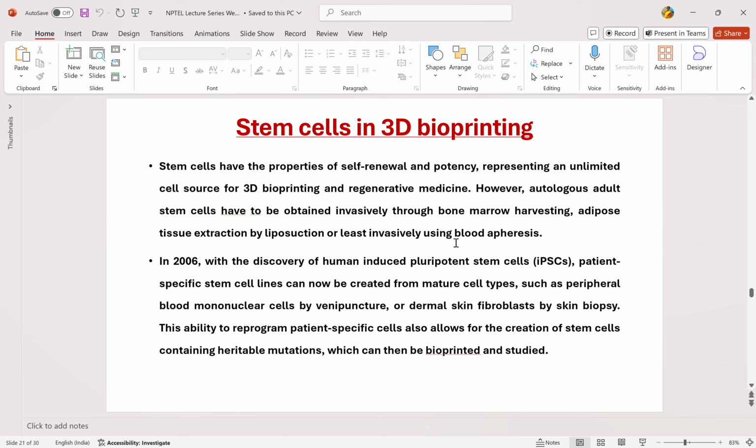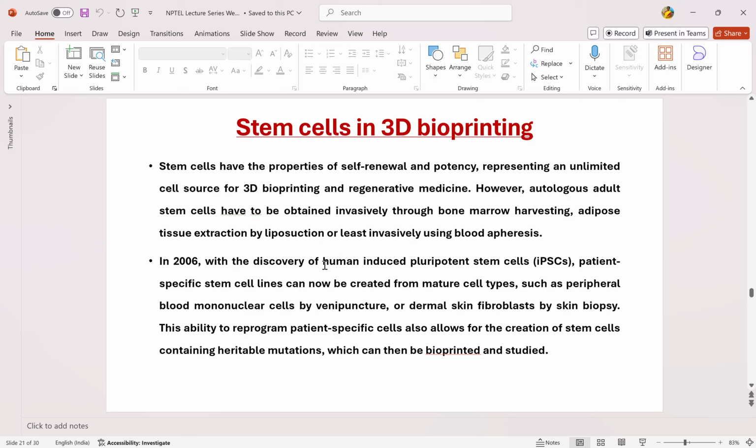So that is the reason. So you have already been given that stem cells have the property of self renewal and potency, so it could be an unlimited source for 3D bioprinting. But if you have to use adult stem cells, then you have to harvest it from bone marrow. So that's a very invasive technique. So that is non-negotiable, that if you have to take out adult stem cells, then you have to harvest invasively through bone marrow or by liposuction or by blood apheresis.